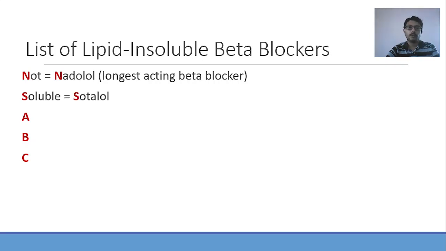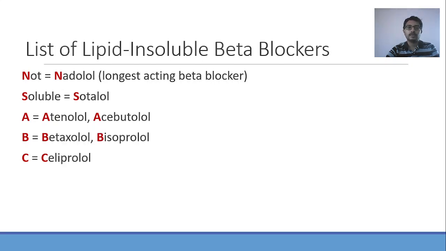S for sotalol. A, there are two A's, atenolol, acebutolol. There are two B's, betaxolol, bisoprolol, and there is only one C, that is celiprolol. All these are the list of lipid insoluble beta blockers. We have finished cardioselectivity, we have finished lipid insolubility.